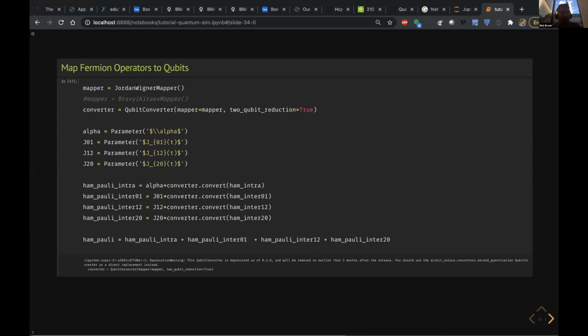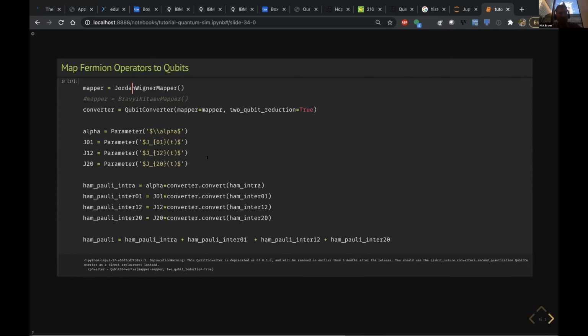I can choose a mapper, and I imported a lot of them. I'm going to choose the Jordan-Wigner mapper because that's what we did in this work. But I could have just as easily chosen the Bravyi-Kitaev or a parity mapper, I think. We're still building all these out. There are a number of different ways to map fermions to qubits. This is just one of them. And for a 3-qubit device, maybe it doesn't matter so much.